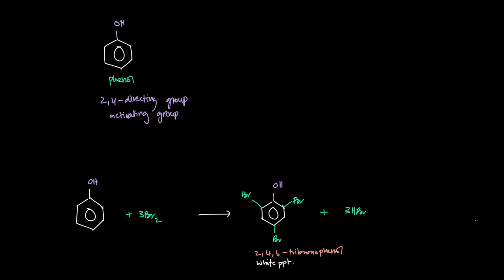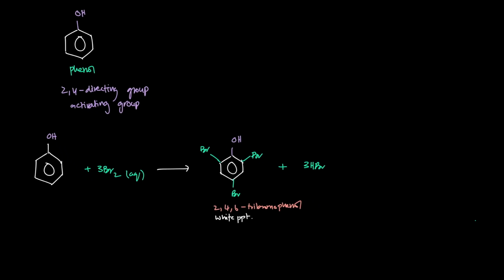So the observation in this reaction is that you have aqueous bromine, which is like an orange-brown solution. That brown solution is decolorized to form a white precipitate. So in this reaction, the observation is decolorization of aqueous bromine and formation of a white precipitate, 2,4,6 tribromophenol. So this reaction exemplifies how reactive phenols are, or how reactive the benzene ring is when a phenol functional group is present. The next reaction that we are going to look at is the nitration of phenols.